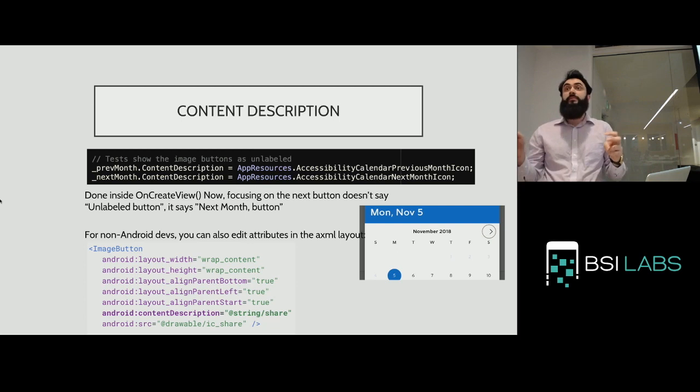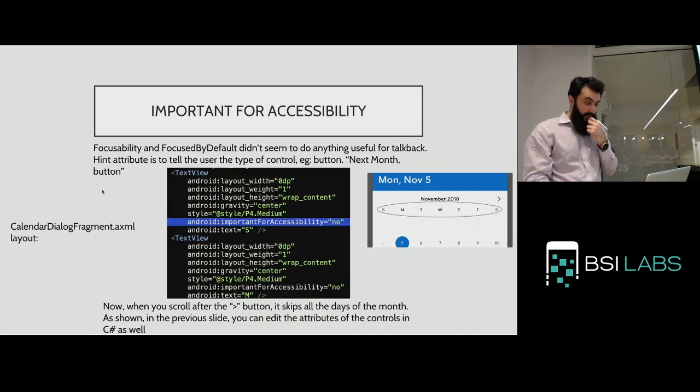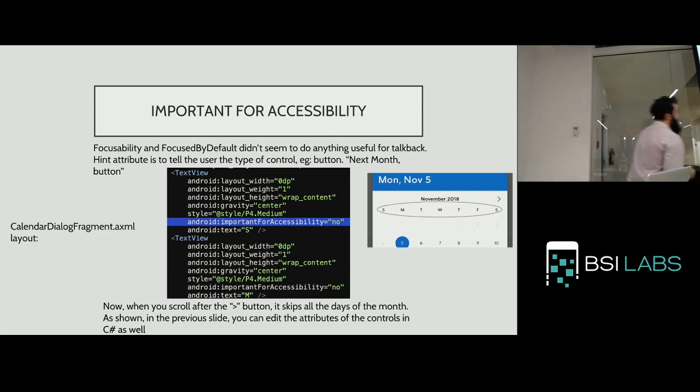Sometimes it'll even say unlabeled image. So it's very simple for users like us to actually implement. Just look for content description or hint or stuff like that. Important for accessibility. For people who have touched AXML, I know there are not a lot of people, they're basically properties. There's a text property for the control, there's the gravity style, things like that. And then there's important for accessibility. Is this element important for accessibility or not?